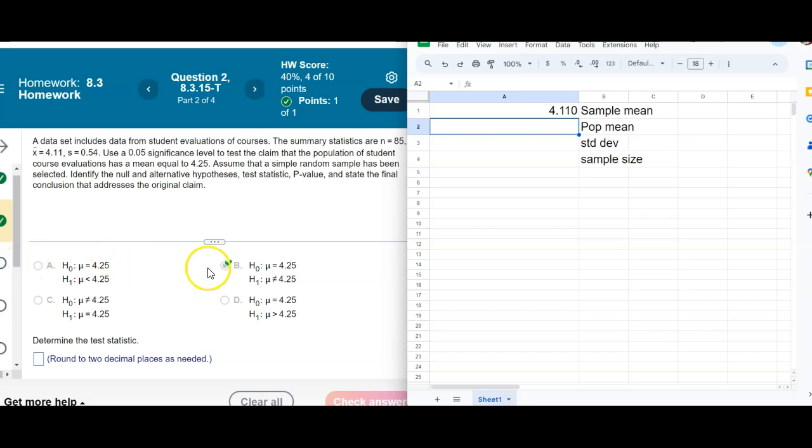All right, the population mean is what I set up here, but it's test the claim. The mean is equal to 4.25. That's the one that goes here. But if you get it right in the homework, it's the number that's beside that. It's 4.25 all the way through there. That's the population value. Standard deviation of the sample, that's the 0.54, and our sample size was 85.